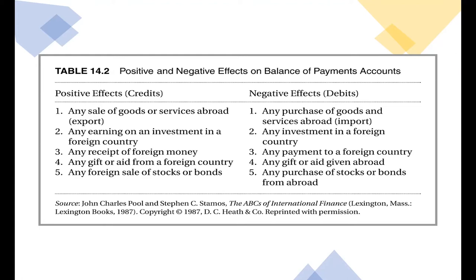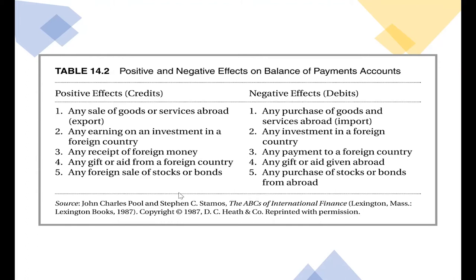So essentially any payment that you make. If you are here in one of the African countries and you have family in Canada going to school, for example, and you are sending money to your children or your family, that is a payment to a foreign country, and that would be a debit on the balance of payments. So any gift, any aid that you're giving abroad, et cetera.